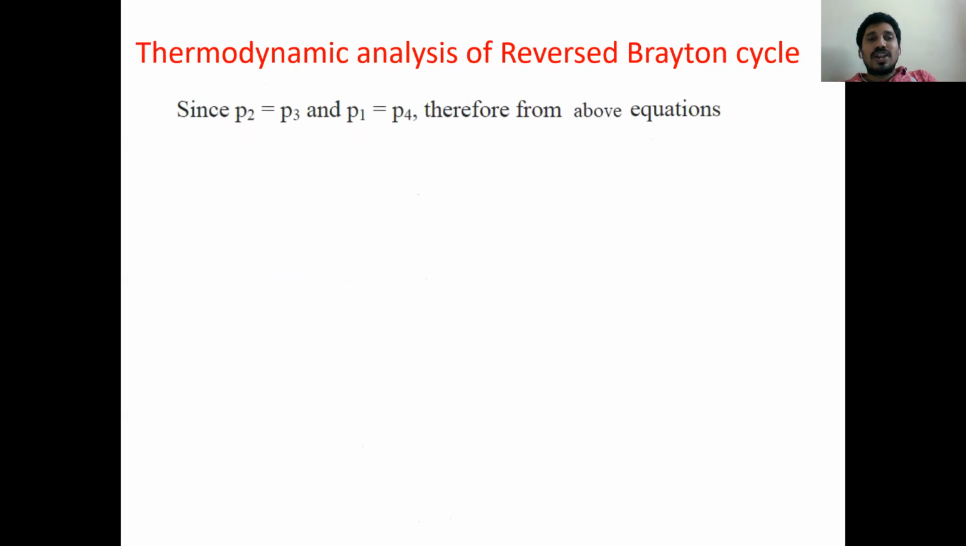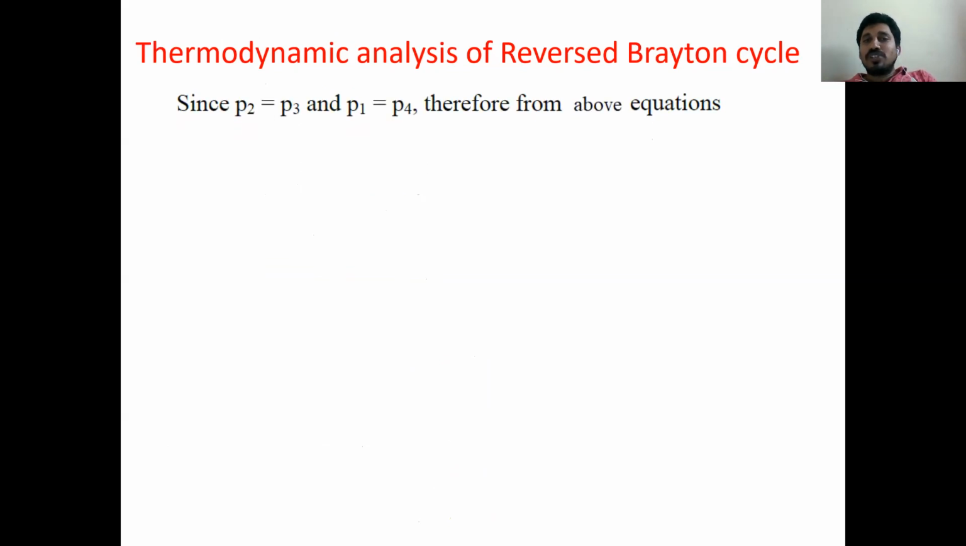So from this, P2 is equal to P3 and P1 is equal to P4. Therefore, from the above equations, we can write T2 by T1 is equal to T3 by T4, or T2 by T3 is equal to T1 by T4. The pressure ratio is equal in the two isentropic processes, so from equal pressure ratios we can equate temperature ratios: T2 by T1 is equal to T3 by T4, and we can also write T2 by T3 is equal to T1 by T4.